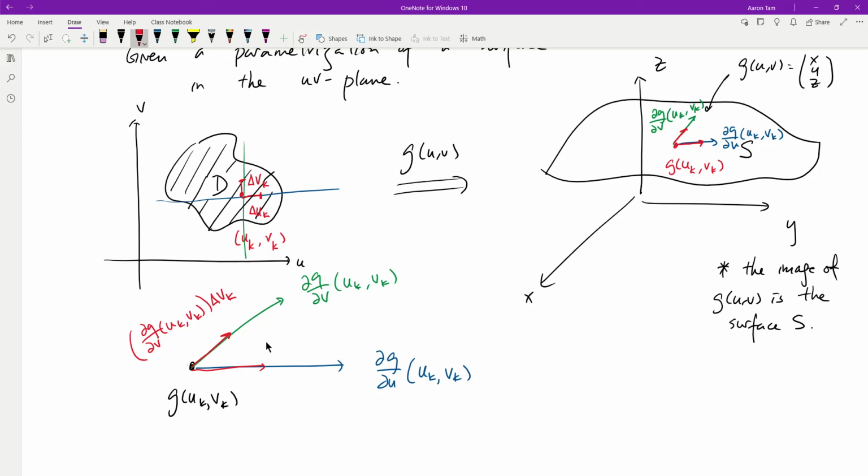Similarly, this one on the bottom will be dg over du at u sub k, v sub k, multiplied by delta u sub k. So the delta u sub k and delta v sub k simply scale the direction vector to a different length. Now, why is it important? Well, the reason it's important is the following. Now that I have these two direction vectors, I can actually form a parallelogram.